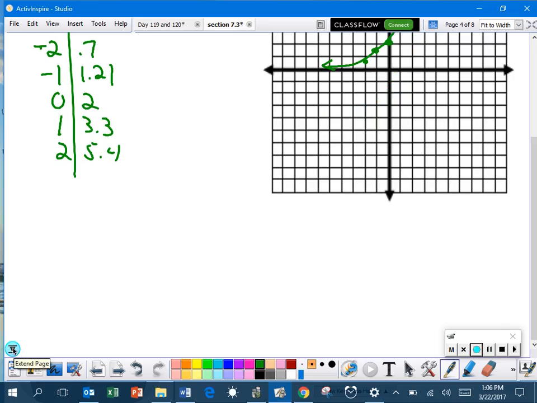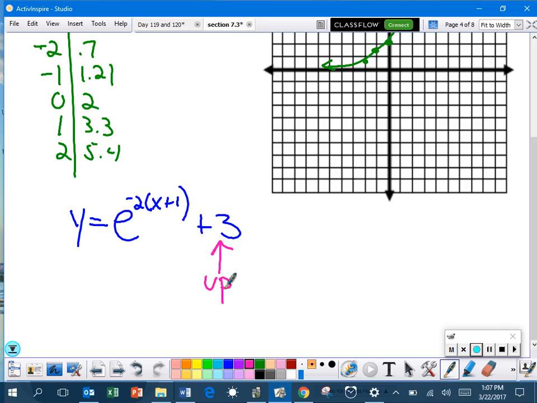So if I put on here e to the negative 2 times x plus 1 plus 3, what's that going to do? Well, it's going to go up 3 units, and it's going to go left 1 unit.